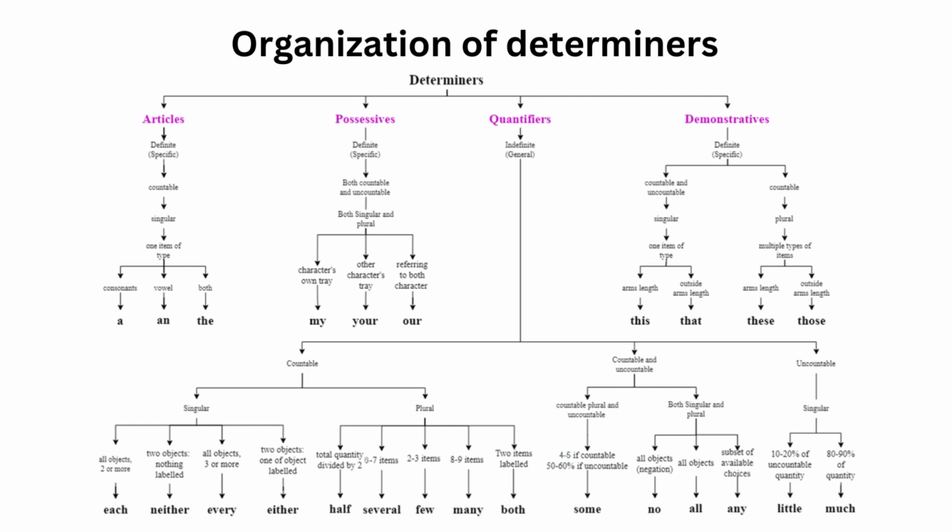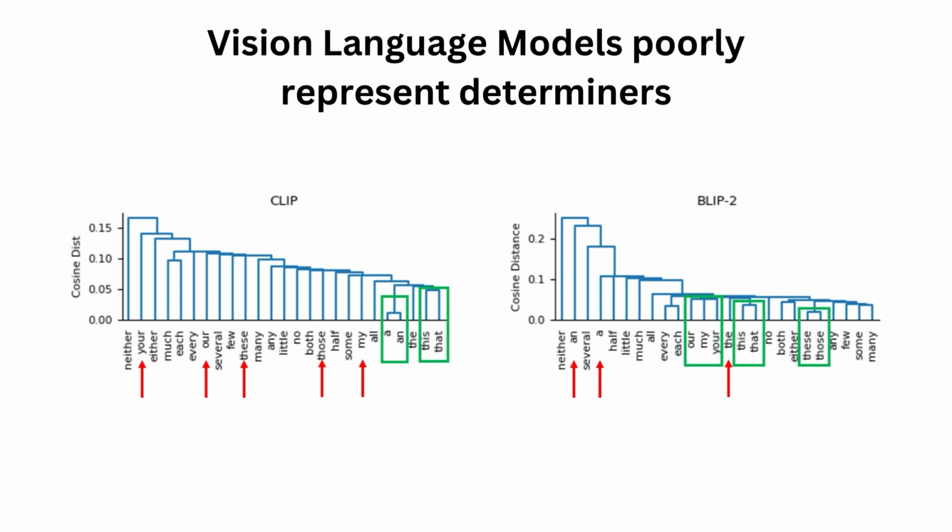We have created an organization of determiners, as can be seen in this chart. If vision language models learn determiners well, they should be able to capture the organization effectively. However, a current analysis of text encoders of vision language models, which were pre-trained on existing datasets, shows that they fail to understand the semantic organization of determiners. The green boxes indicate determiners which the text encoder was able to learn the correct organization, while the red arrows show those that could not be learned. Taking CLIP as an example, CLIP is unable to identify the categorization of demonstratives such as the words these and those, as well as possessives my and your.